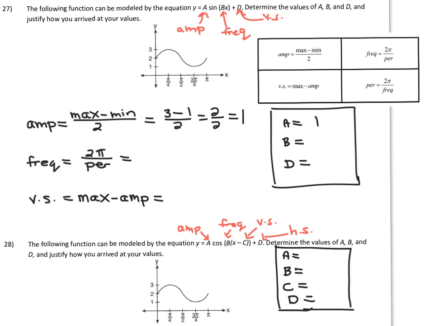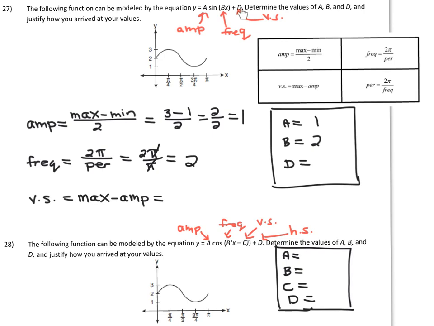Okay, so the frequency. The frequency is 2 pi over the period. The period is how long it takes horizontally to complete one cycle. So you just want to say, what is the horizontal length of one complete cycle? Well, it takes pi units, right? Isn't this one complete sine curve? It takes pi units to get there. So in place of period, we're going to replace that with a pi. So this would be 2 pi over pi. The pi's cancel, and our frequency is 2.